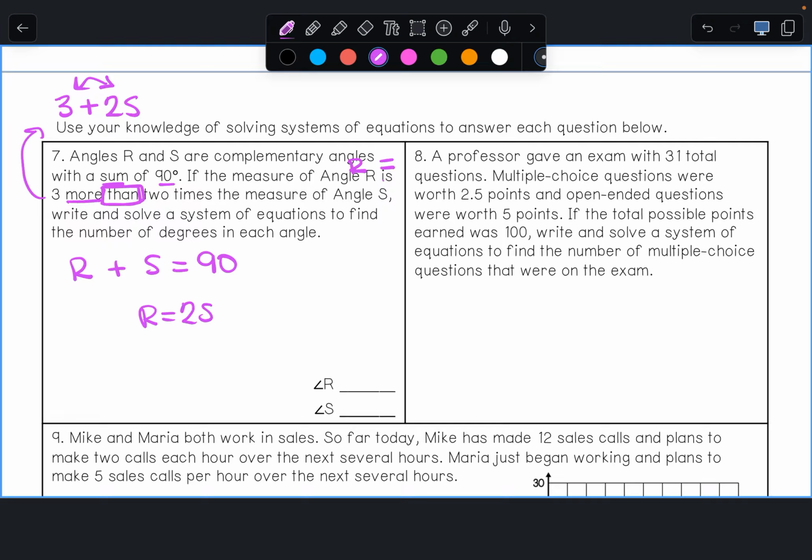But both of them have to be on the same side in order for us to use matrix. So how do we move 2S back over? Subtract it. Minus 2S. So R minus 2S equals 3. There's the two equations that you use for matrix.